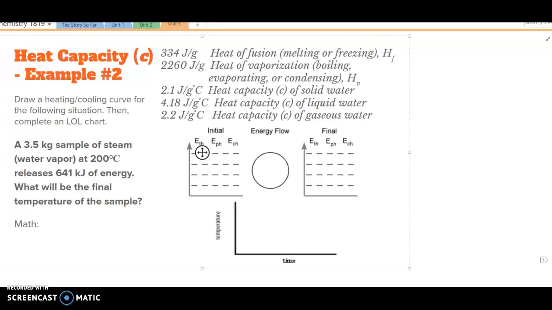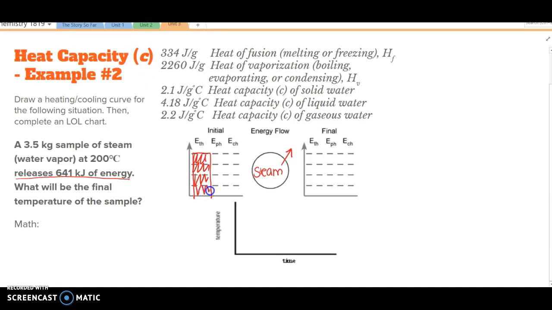So the sample itself is releasing energy. We know this from the question. And based on this information, I'm going to create my LOL diagram first. With our thermal energy, it's starting at 200 degrees Celsius, which I'm going to call pretty hot. And it's telling us that heat is being released, and it's showing us that there's going to be a temperature change of the sample. So we don't know exactly how much temperature change we're going to have, but we know it's going to be less.